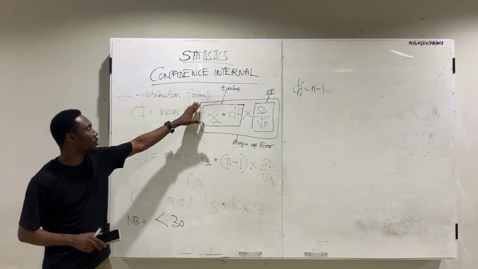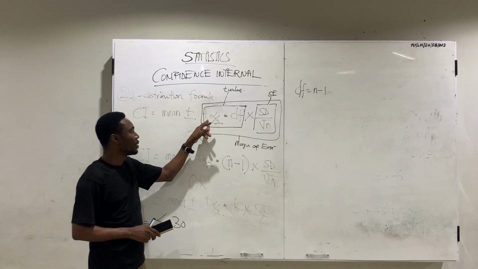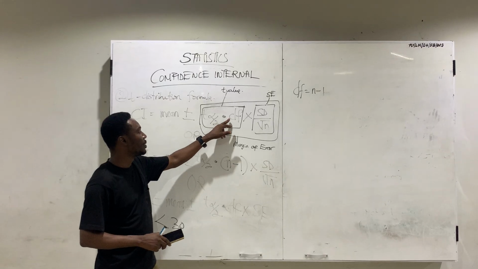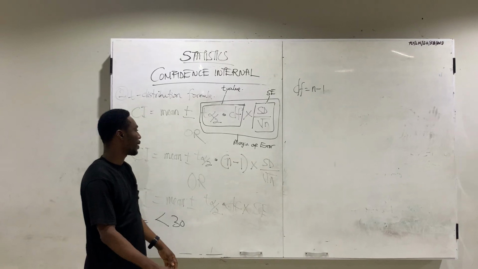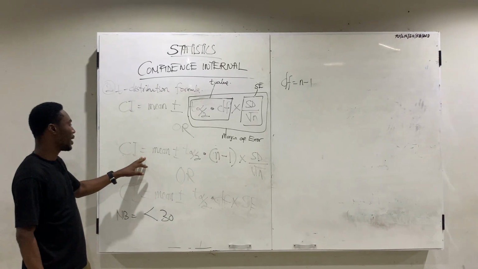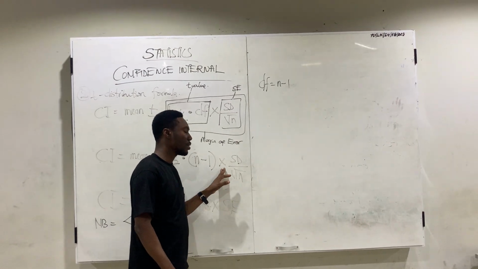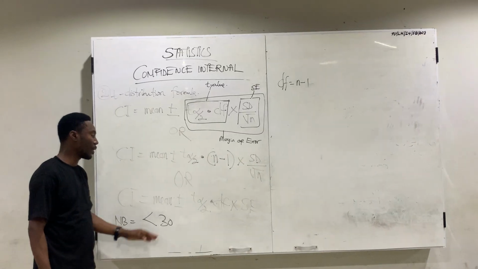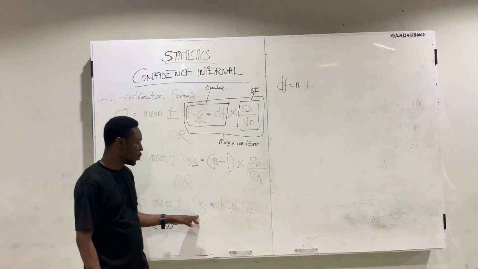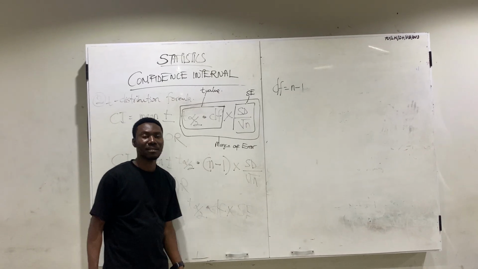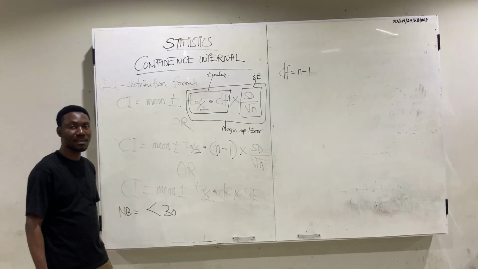So the T distribution formula for confidence interval calculation states that confidence interval is equal to mean plus or minus T alpha over 2 by df multiplied by standard deviation all over square root of n. Or confidence interval is equal to mean plus or minus T alpha over 2 by into bracket n minus 1 multiplied by standard deviation all over square root of n. Or confidence interval is equal to mean plus or minus T alpha over 2 by df multiplied by standard error. Use this formula when sample size is less than 30.